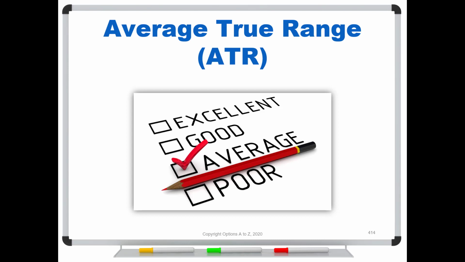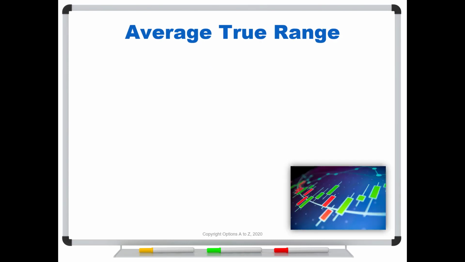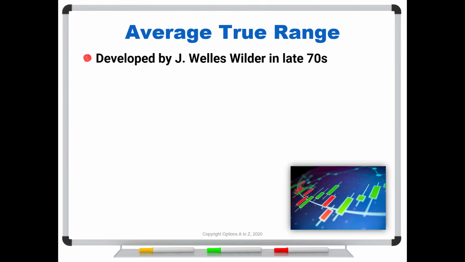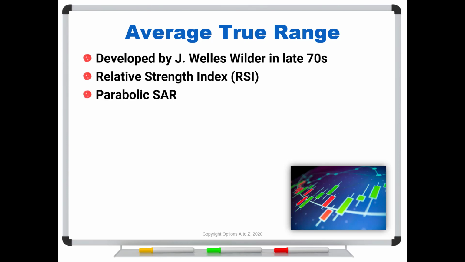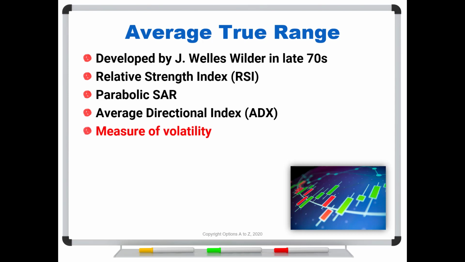So what exactly is it? Well, the ATR was developed by J. Wells Wilder back in the late 70s, and this is the same guy, if that name sounds familiar, who developed the Relative Strength Index, RSI, Parabolic SAR, and the Average Directional Index, or the ADX. Interestingly, the ADX also uses the ATR. But the average true range, again, is a measure of volatility. Like all volatility measures, there are limitations to them.